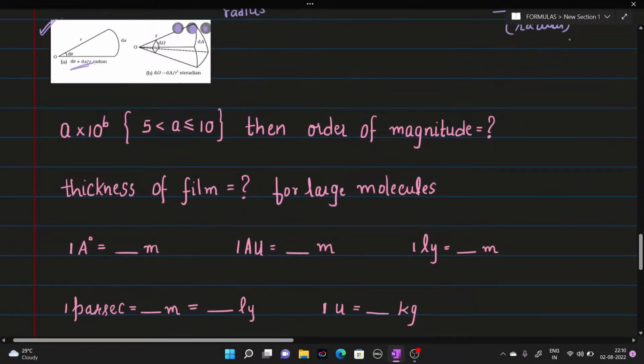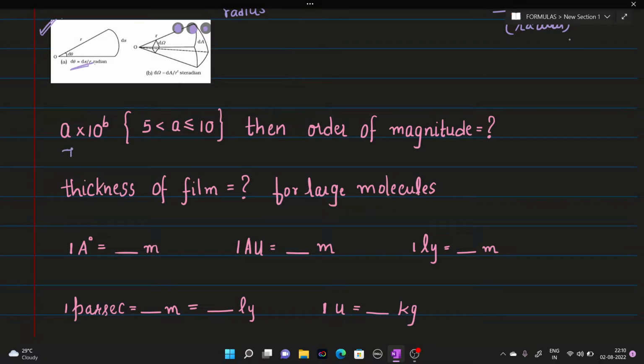After that, the topic which is much more important is order of magnitude. This term is always asked. If an equation is given as a into 10 to the power b, suppose a is a value, suppose we take 7 into 10 to the power 4, and here we see that the value of 7 is greater than 5 and less than or equal to 10. Then the order of magnitude would be nothing but b plus 1, that is 4 plus 1 in this case, that is 5. So 5 is the order of magnitude.